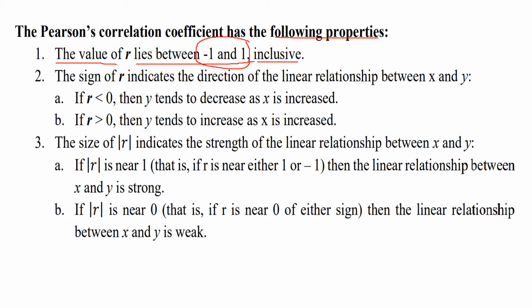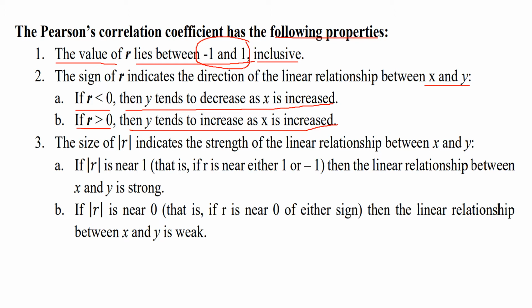For number 2, the sign of r indicates the direction of the linear relationship between your x and y. If r is less than 0, then y tends to decrease as x is increased. So we simply know that once your x increases, your y decreases if your r is less than 0. That's how we assess that. Now for letter B, if r is greater than 0, then y tends to increase as x is increased. Meaning, once your r is greater than 0, if your x increases, your y also increases.